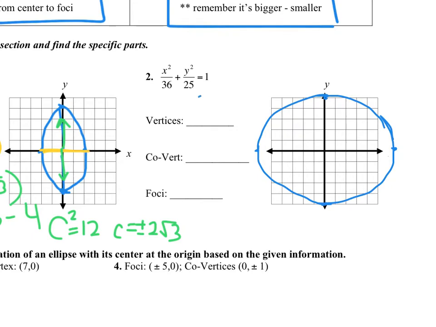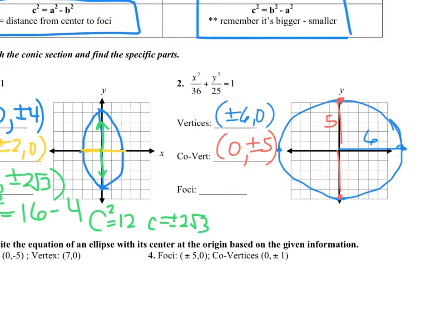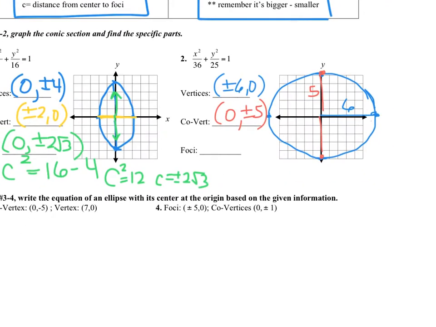Okay, so your vertices are out here and here at plus or minus 6, 0. And co-vertices are here and here at 0 plus or minus 5. That has to do with the fact that this is a shorter distance. It's a distance of 5, and the other way is a distance of 6. So the vertices are always the farther away. All right, let's take a look at the foci.